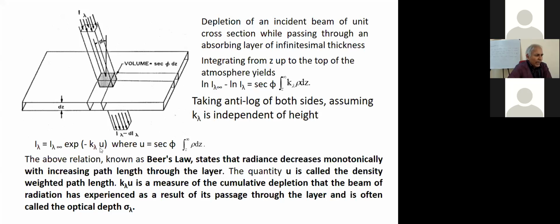This quantity K lambda U is also called the optical depth, and it is a measure of the cumulative depletion that the beam of radiation has experienced as a result of its passage through a layer. So K lambda U is called the optical depth sigma lambda. The radiation gets progressively depleted, and the amount of depletion is proportional to the exponential of minus the optical depth. So if you have a very large optical depth, then obviously that is going to cause a large amount of absorption. So this Beer's law is a very, very important law.